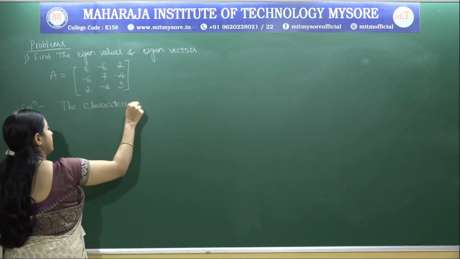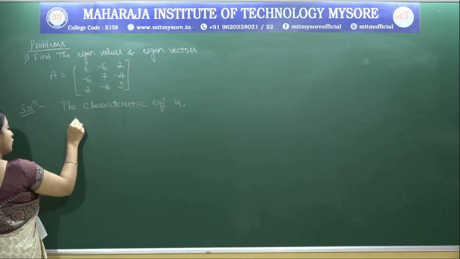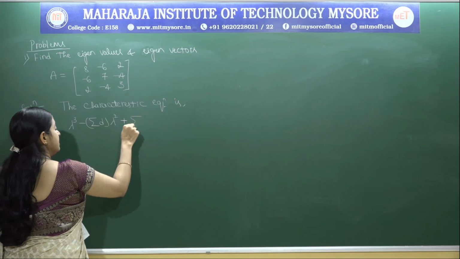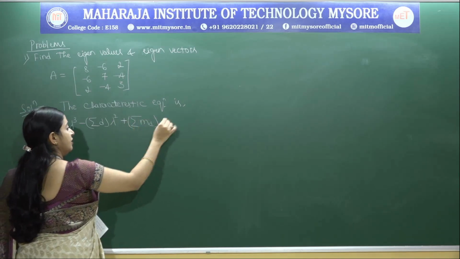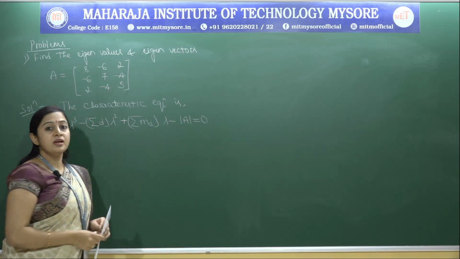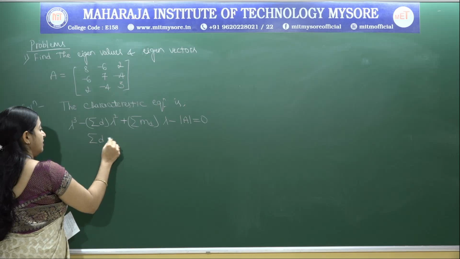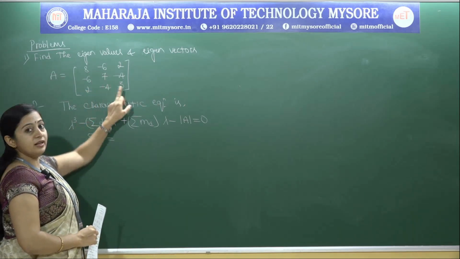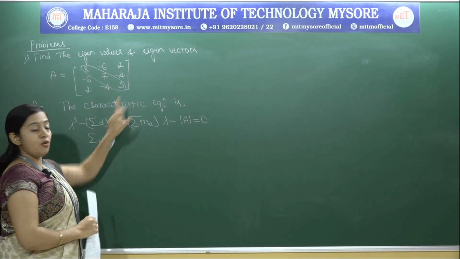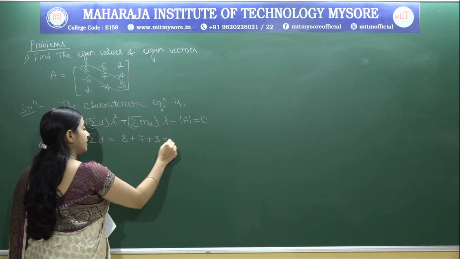The characteristic equation is lambda cube minus summation of d lambda square plus the summation of the minor of the diagonal elements lambda minus determinant of A equals 0. Let us find one by one. The first one, summation of d. It is the summation of all the diagonal elements. So these are the diagonal entries. So take the summation of all these 3. So it is 8 plus 7 plus 3, you will get 18.